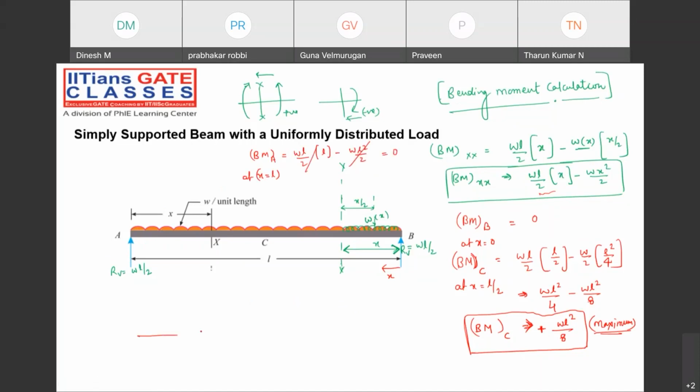So now it's a symmetric parabola with the maximum value at the midpoint. You will be getting what? Exactly like this. Note down, very important.